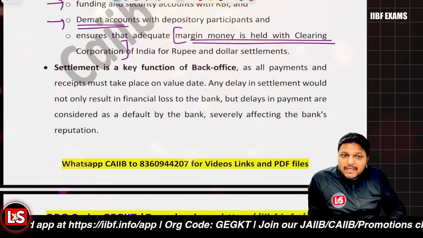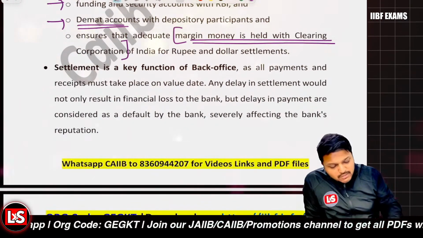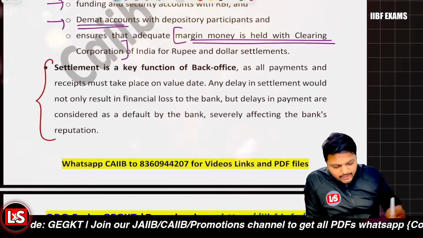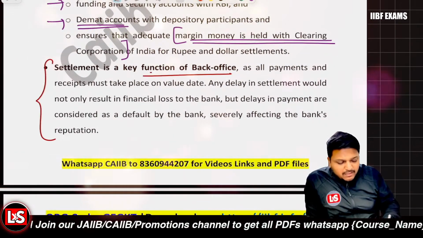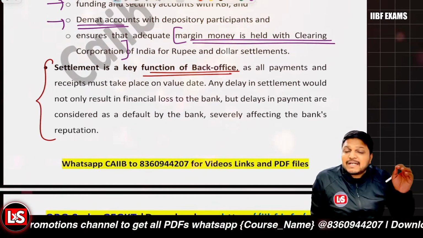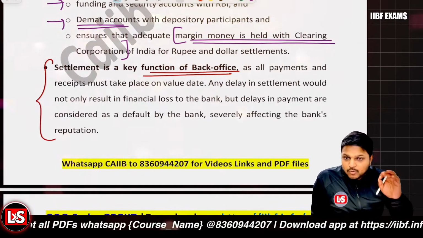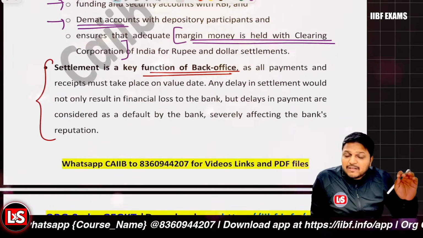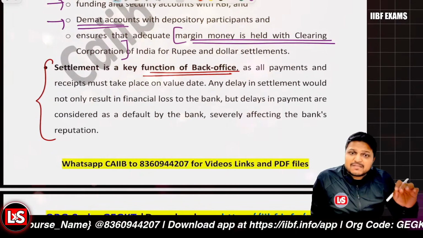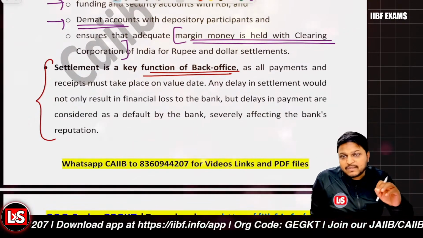on the value date as agreed settlement date of the transaction. So all the transactions must be settled on the value date. That's a key function which is performed by the back office. Why? Because if the transactions are not occurring on the value date, then there will be the financial loss. There can be the settlement failure, and also the reputation risk will be there, right?